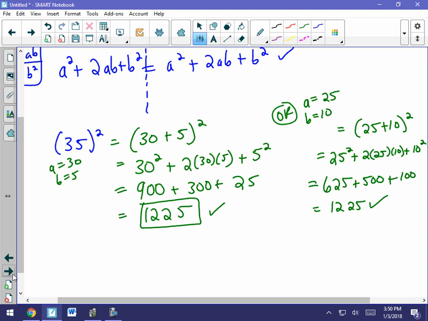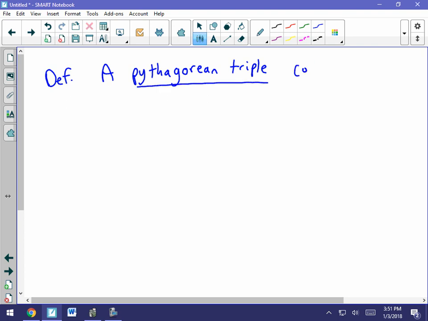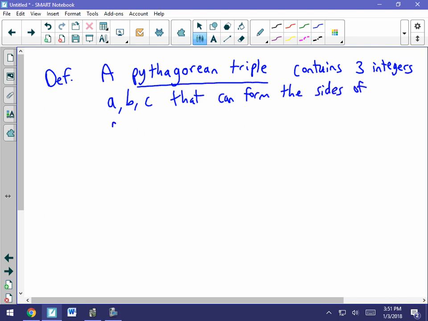Okay, the last place where identities come into play a lot is when we're working with right triangles and doing some Pythagorean theorem. All right, so at some point, you learned the definition of a Pythagorean triple. You may have talked about this in geometry last year too. A Pythagorean triple contains 3 integers, a, b, and c, that can form the sides of a right triangle.